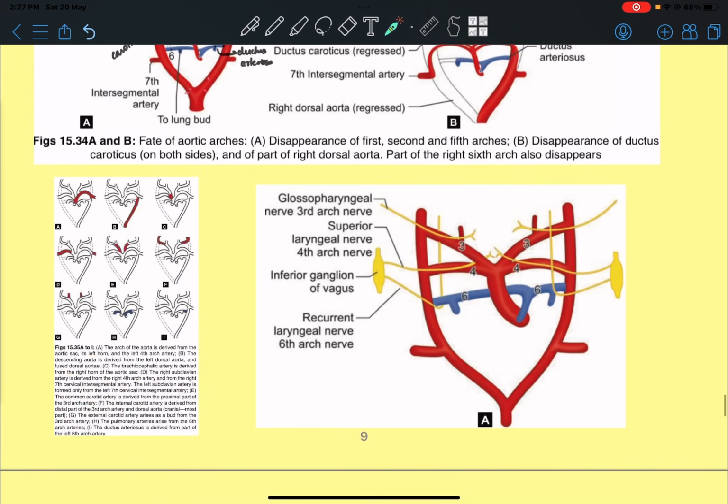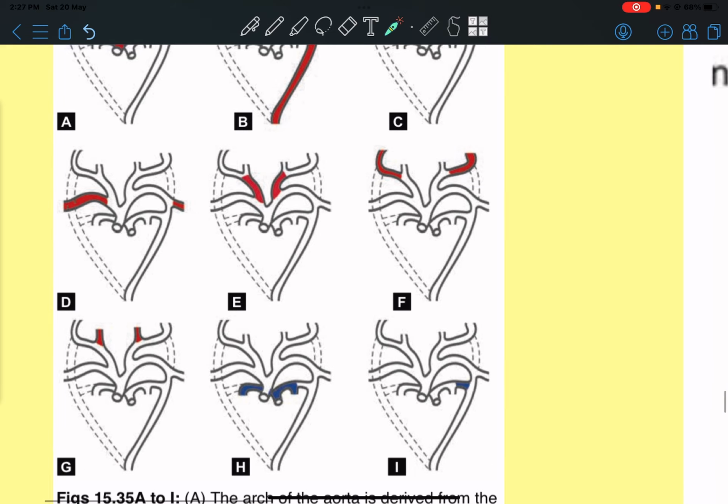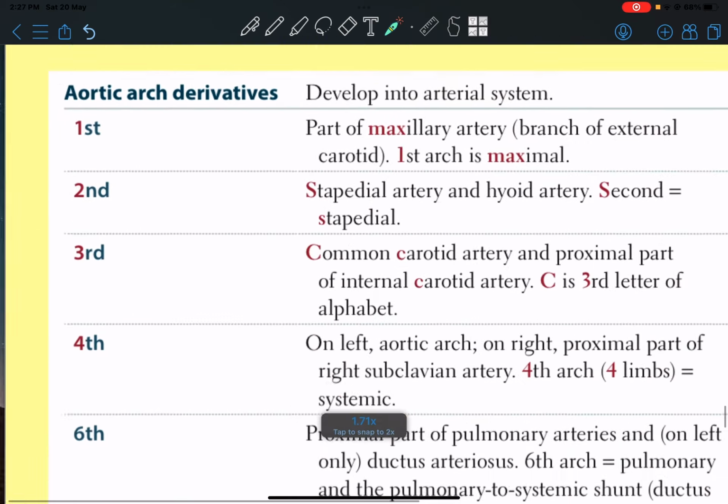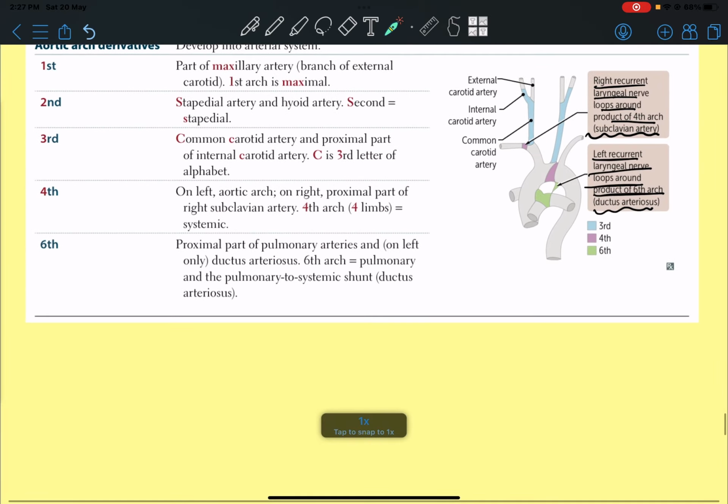What is the fourth giving? On the left side the aortic arch, on the right side the proximal part of the right subclavian artery. Sixth is giving us the pulmonary arteries and the ductus arteriosus on the left side. That's all there was to remember.